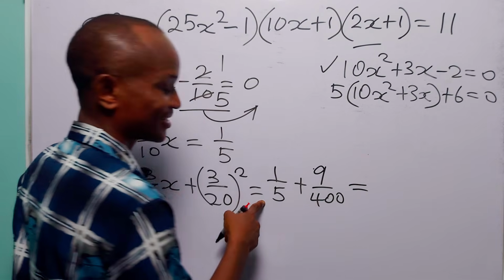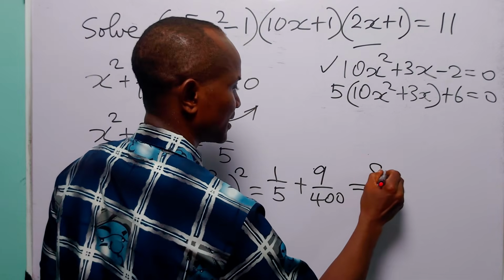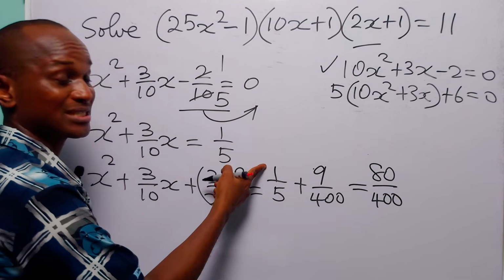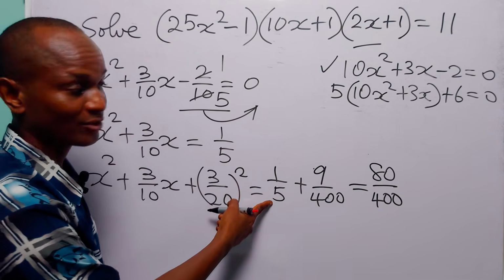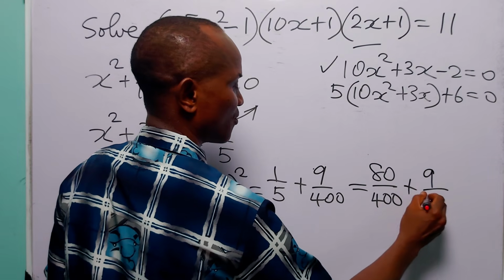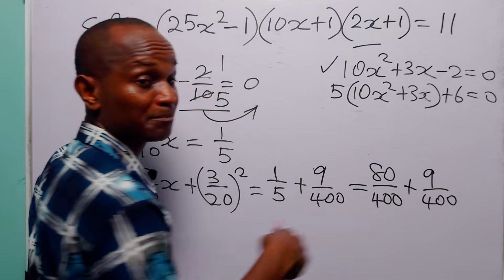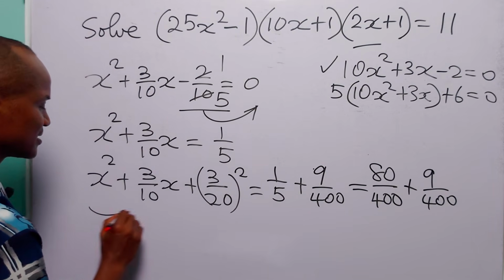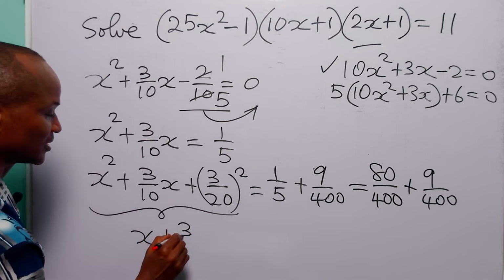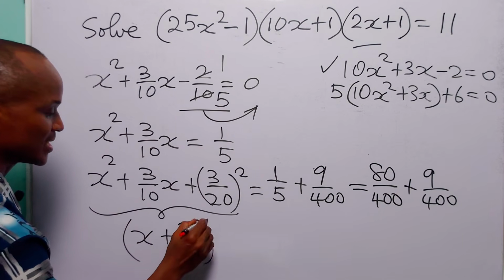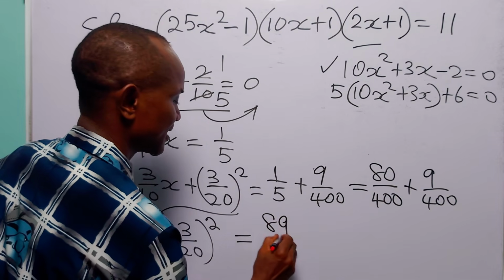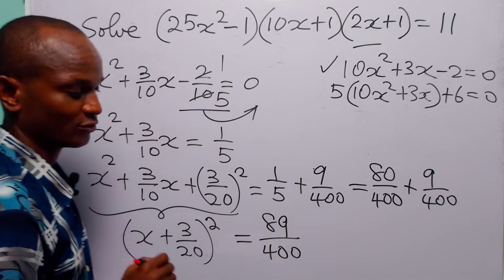Now we can also write 1 over 5 as 80 over 400. Of course, to get this, we simply multiply both the numerator and the denominator by 80. We have 9 over 400. Now they have the same denominator. Now this is a perfect square. So we take 1x and we take 3 over 20 and we square. Now this is equal to 80 plus 9 is 89 over 400.